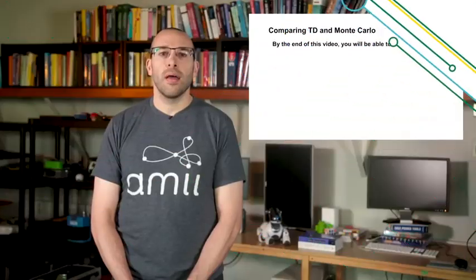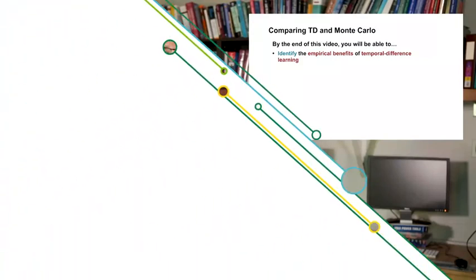In the last few videos, we introduced TD and discussed its advantages over dynamic programming and Monte Carlo. In this video, we will dive deeper and compare TD and Monte Carlo in a carefully constructed scientific experiment. By the end of this video, you will be able to identify the empirical benefits of TD learning.